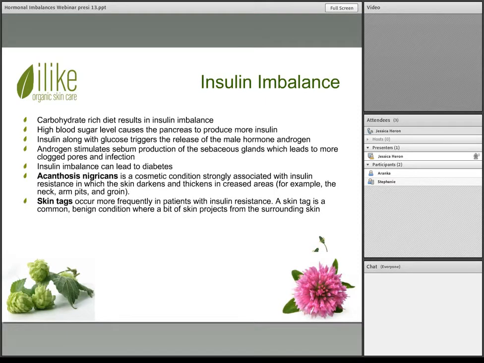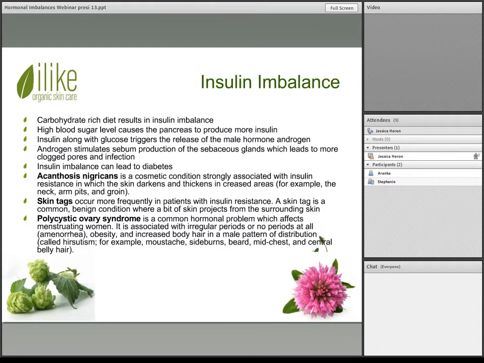Skin tags is another common skin condition that's related to insulin imbalance and can also occur more frequently in patients with an insulin resistance. A skin tag is a common or a benign condition where a bit of skin projects from the surrounding skin. And this can be very common, especially in darker skin tones.